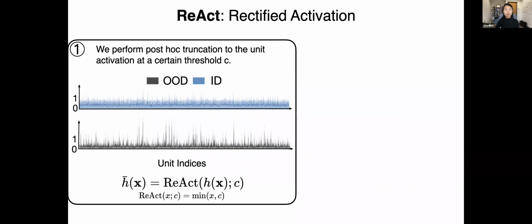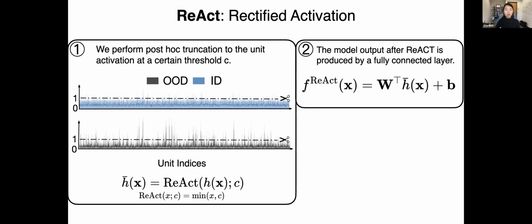And so our observation on unit activation inspires this method called rectified activation, or ReAct, which is surprisingly simple and effective. The key idea is to perform post-hoc truncation to the unit activation at a certain threshold C. And this can be done on any given model without modification to the training process. This operation is applied element-wise to this feature vector h(x). A higher C indicates a larger threshold of activation truncation and vice versa. And then after the truncation, we can derive this model output, f_ReAct, by multiplying with this fully connected layer.